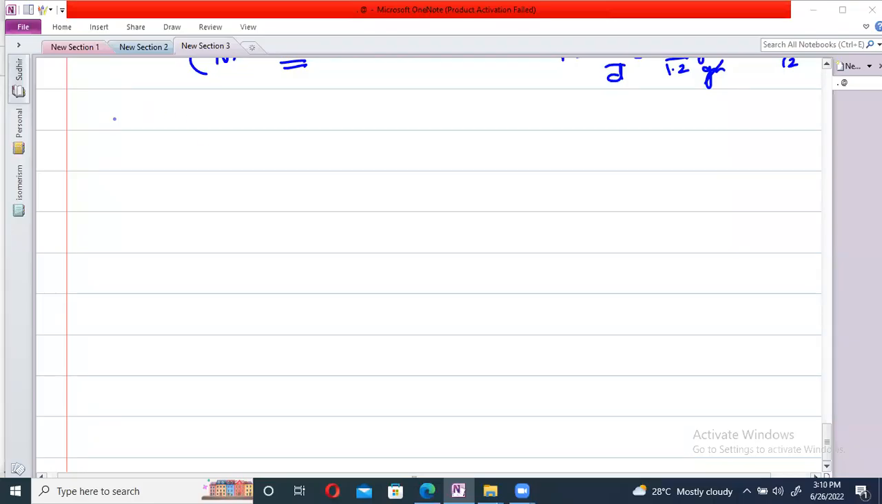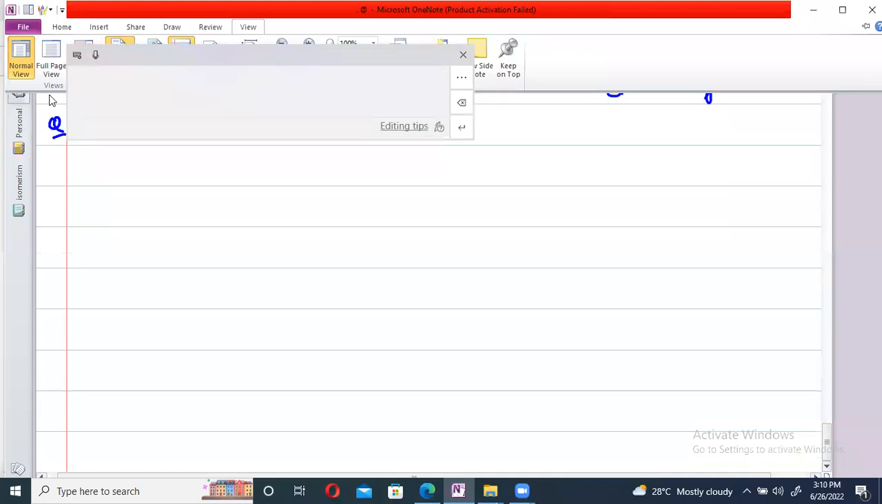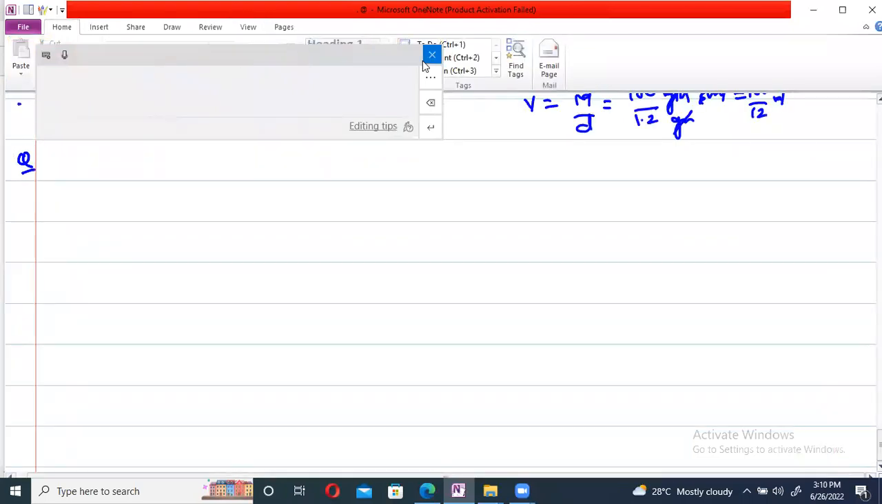But now, whatever we discussed till now, weight by volume. So I want to discuss here the conceptual questions which they are asking in the exam from the weight by weight and weight by volume.